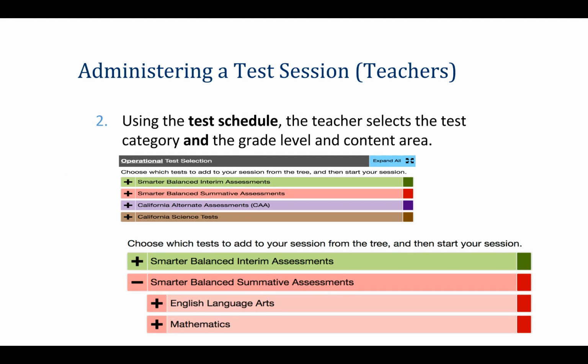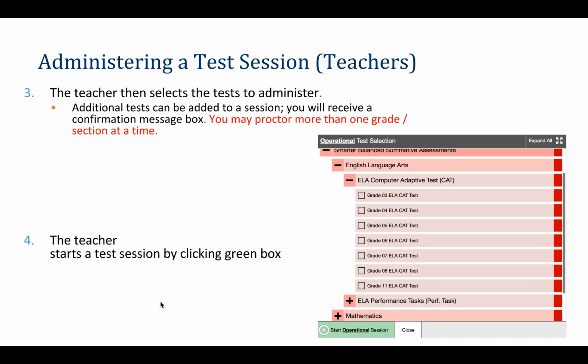Then you'll get this pop-up screen that has a test scheduler. This is where you'll select either Smarter Balanced Summative Assessments or the California Science Test. Today, we will look at 3rd grade ELA Computer Adaptive Test. I'll start by clicking on Smarter Balanced Summative Assessments. And this gives me a drop-down where I'll select English Language Arts. I'm always using plus signs to get access to drop-downs. When I do that, this will give me another drop-down. I'll click on ELA Computer Adaptive Test and select the grade level that is appropriate for my setting from the listing of tests that are available. From there, I'll click on Start Operational Session, bringing me to the Session ID page.